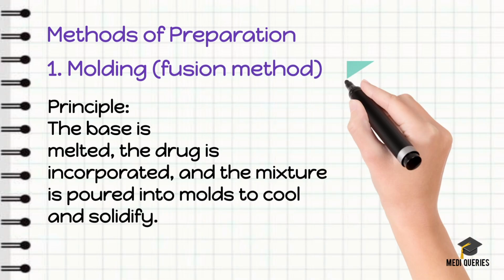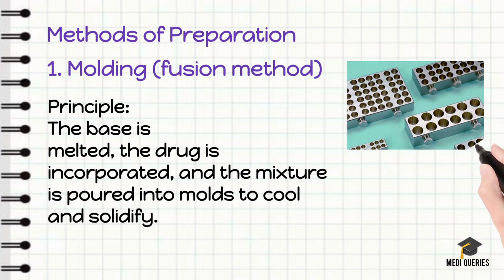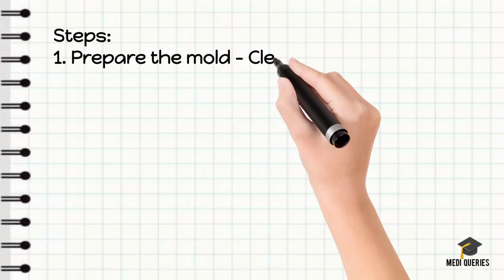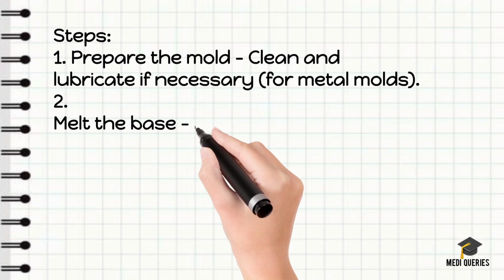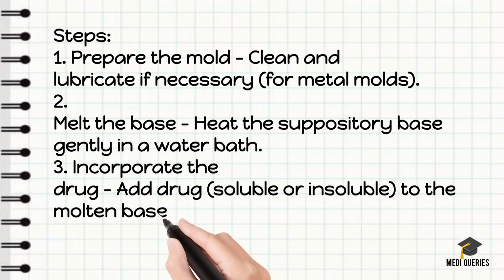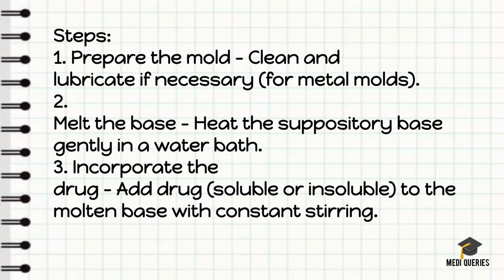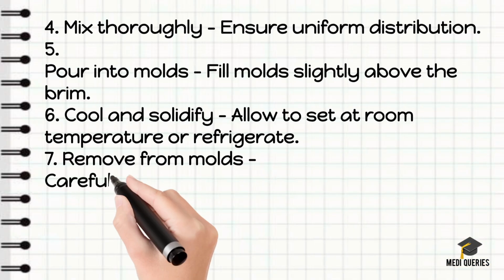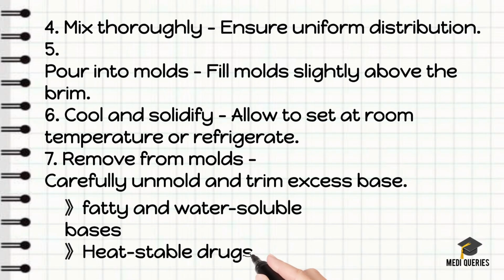First one is the molding method, compression, that is cold compression method, and hand rolling method. Okay, so molding method is a widely used method. That is the most common method where the drug is mixed with the melted base and poured into the molds. Okay, a single step procedure here.